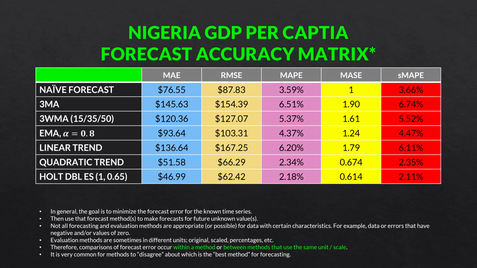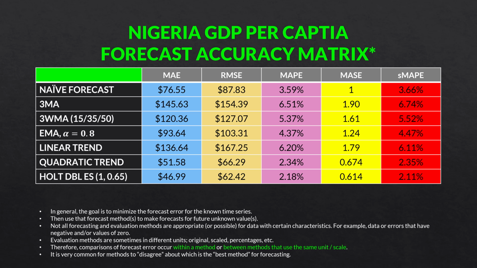So we can see that in the first column, the mean absolute error, that the Holt DES with alpha of 1 and beta of about 0.65 has an MAE of $46.99. That is by far the best. It is close to the quadratic trend, but it's even better than the quadratic trend. Same holds true for the root mean square error. So Holt has a value of $62.42. Quadratic had a value of $66.29. Again, much better than everything else, and those are pretty close together.